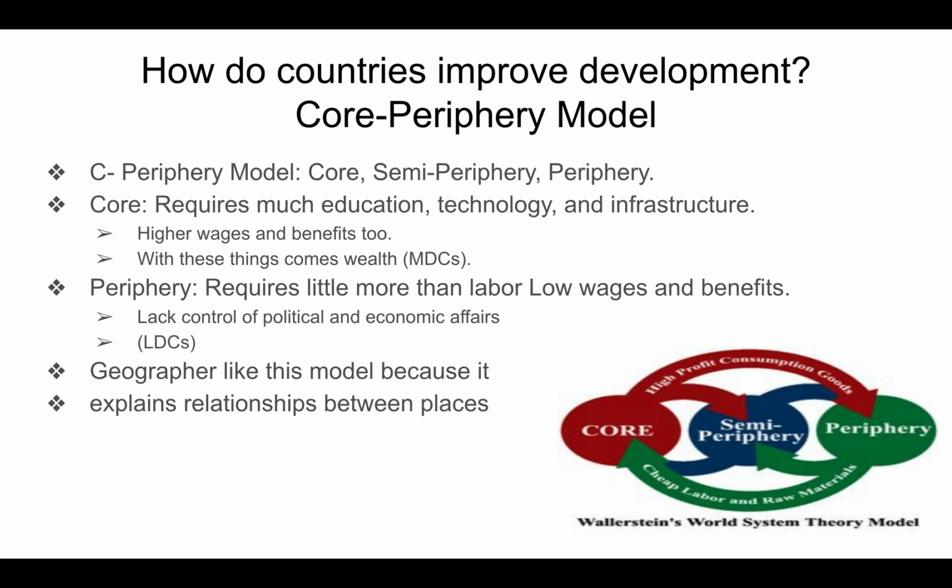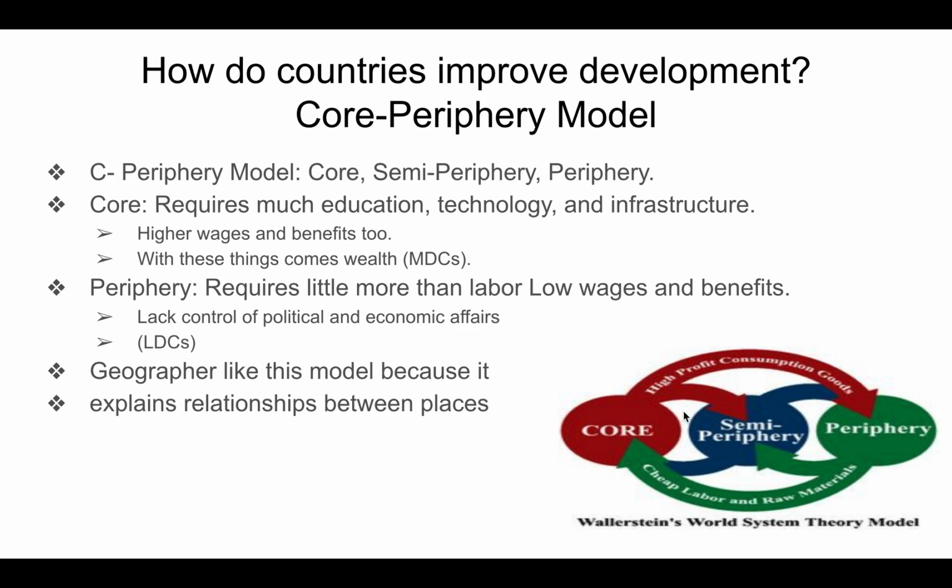The periphery is LDCs, primary economic sector, farmers, a lot of political instability, economic inequality, and again, geographers like this because it explains the relationship of place in the world.